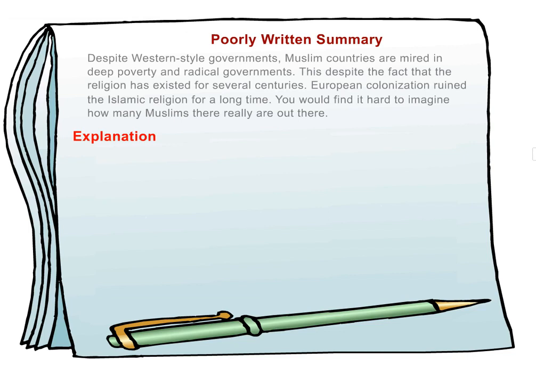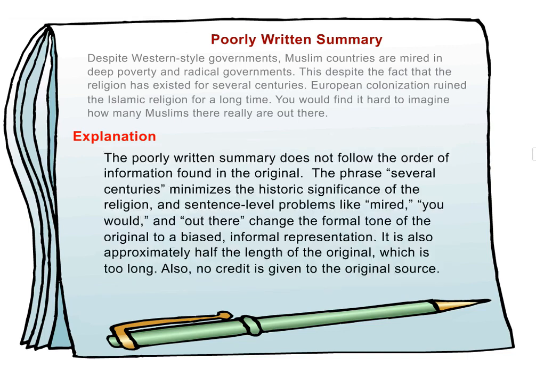Explanation. The poorly written summary does not follow the order of the information found in the original. The phrase "several centuries" minimizes the historic significance of the religion, and sentence-level problems like "mired," "you would," and "out there" change the formal tone of the original to a biased, informal representation.